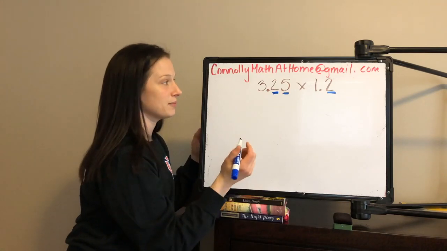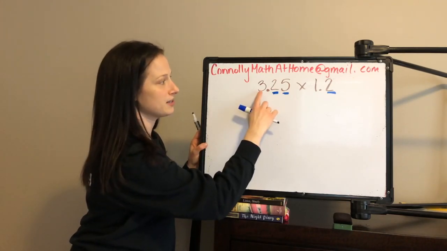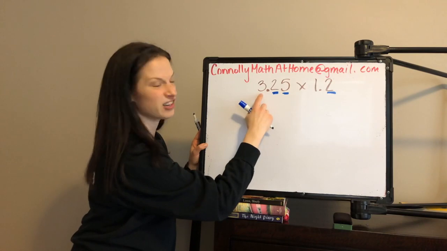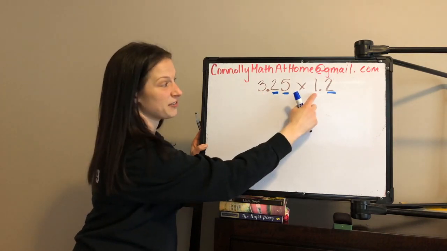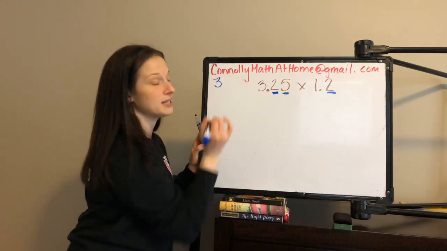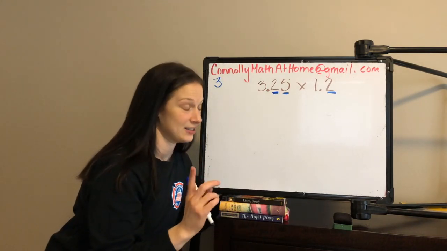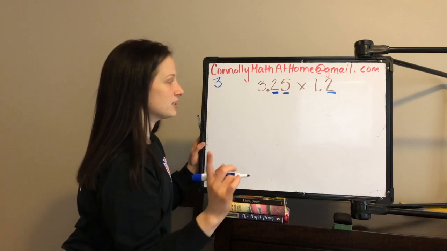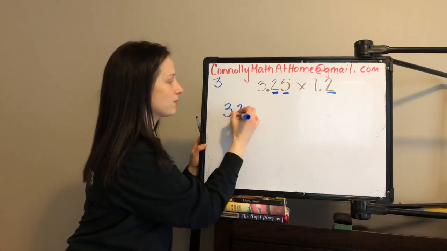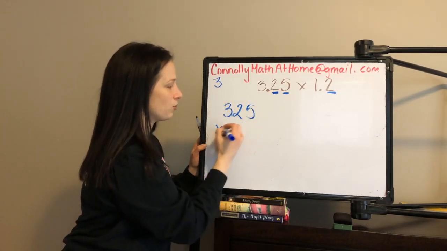So I'm going to make an estimate. 3 and 25/100. I'm going to round down to 3. I'm going to round this down to 1. So my estimate is 3 because I always want to make sure my answer makes sense. Going to be important for certain situations. So I am going to multiply as if they're whole numbers.